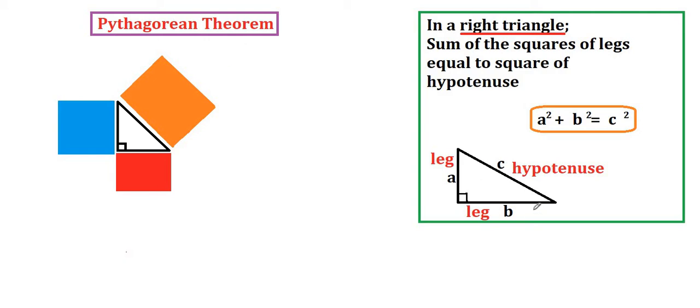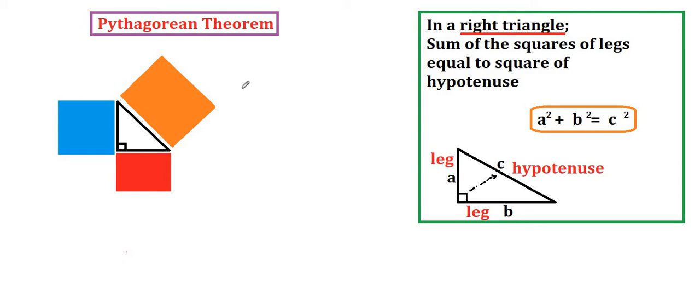So if we have a right triangle, we have two legs, leg A and leg B. The sum of the squares of the legs will be equal to the square of the hypotenuse. Hypotenuse is the longest side and it is just across the right angle.